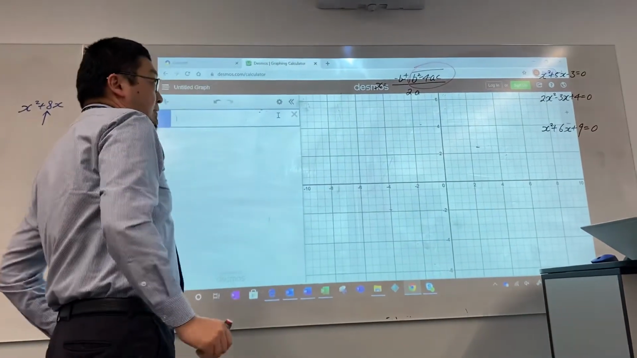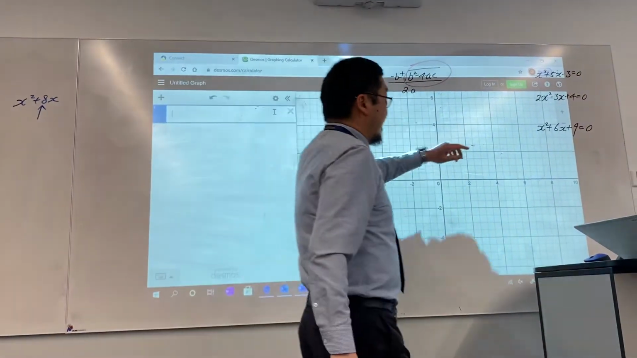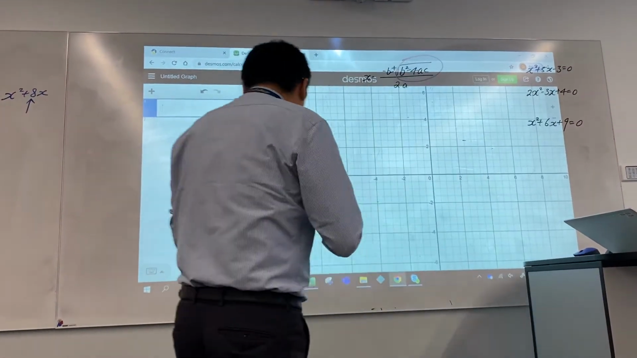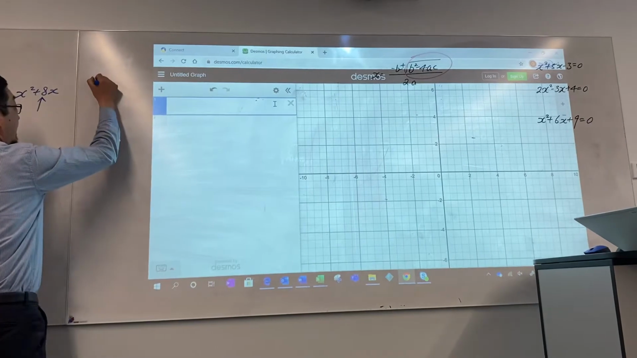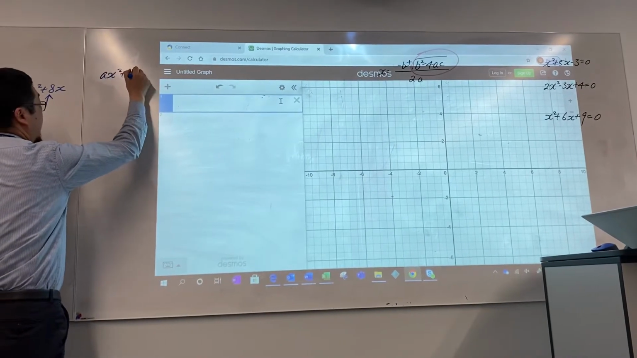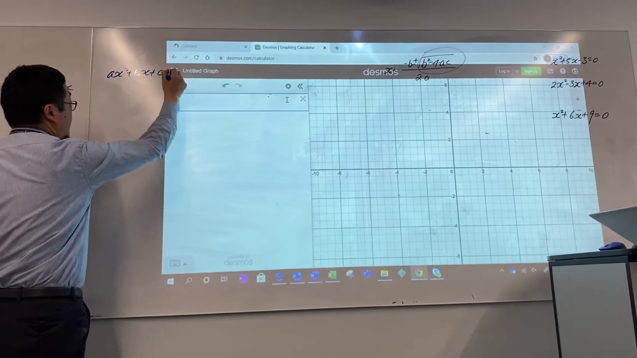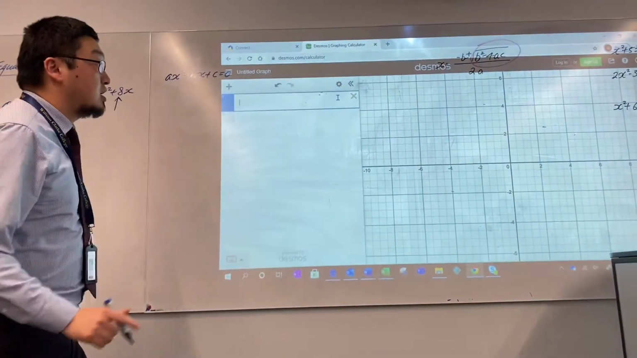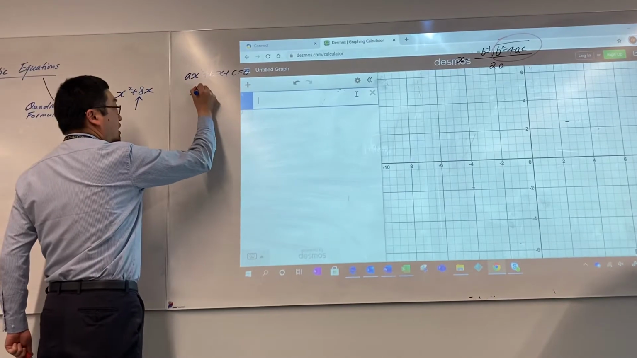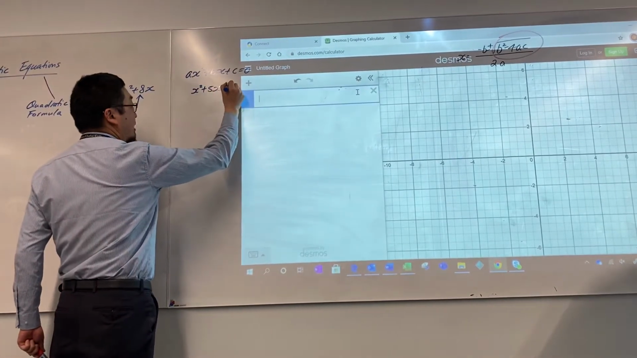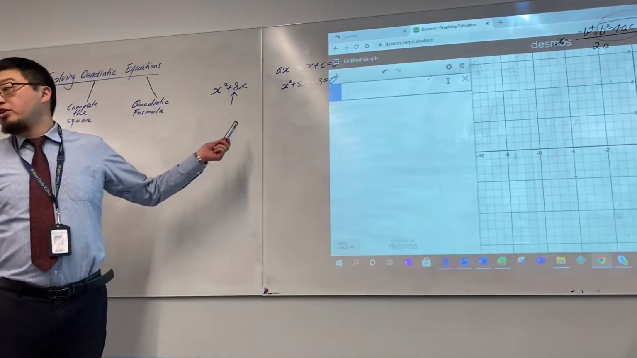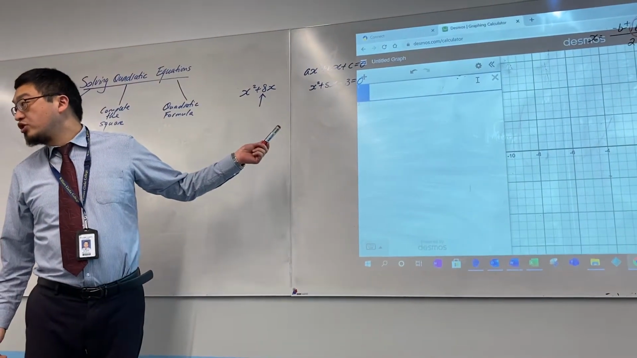So let's do one by one. The examples here, example 1, 2, 3. Let's have a look at the first one first. So we've got ax squared plus bx plus c equal to 0. This is always our general form. Okay? So the first one is x squared plus 5x minus 3 equal to 0. This is today's example. I hope you guys watch the board.